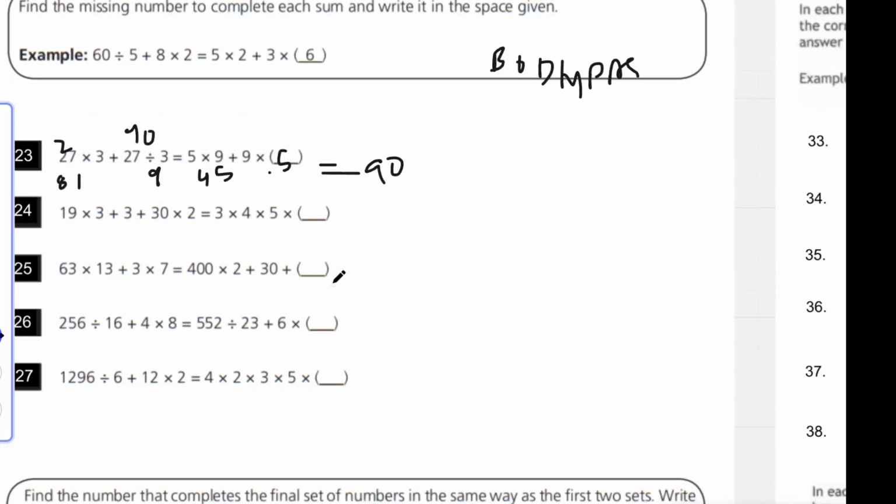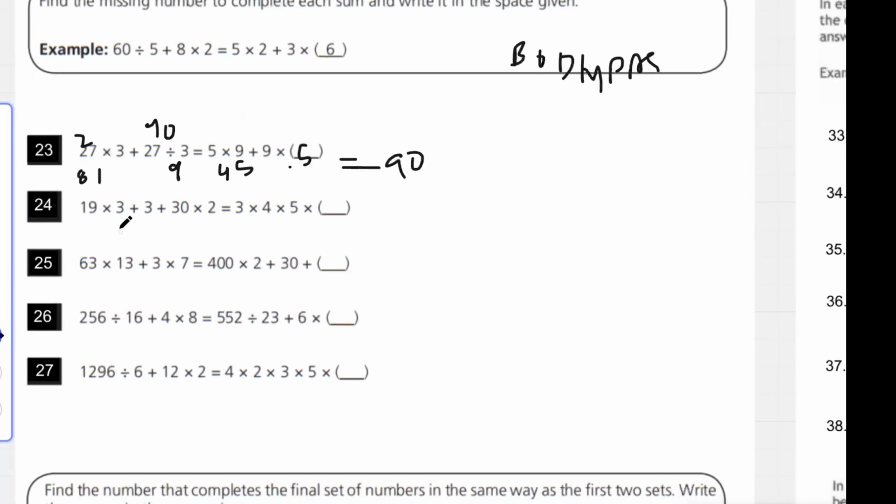Question number 2, we're going to do multiplication first. 19 times 3 is going to be 9 times 3 is 27. We add 2, 3 times 1, that becomes 57. And then we have to do this, which is 60. So we end up with 57 plus 3, which is 60. 60 plus 60 is equal to 120.